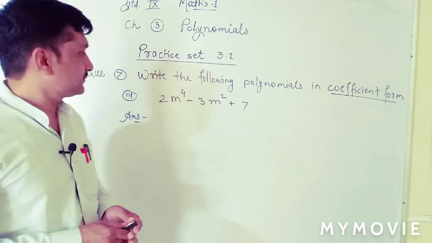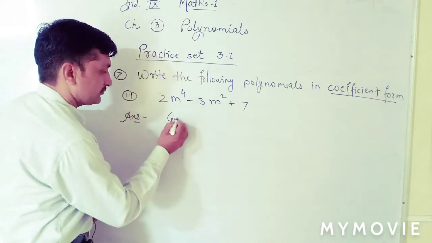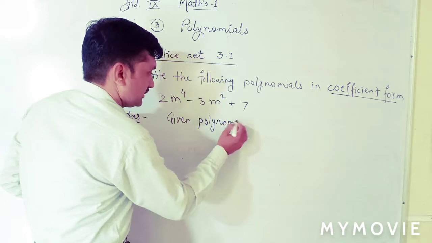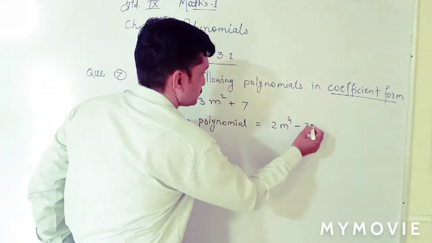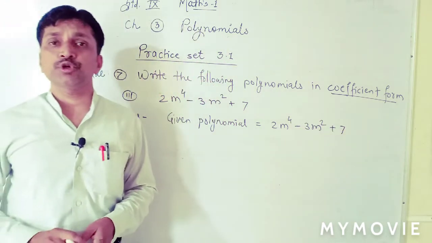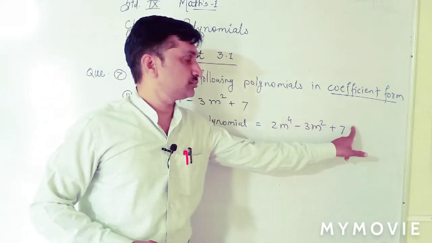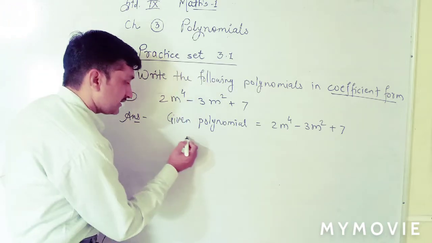The third polynomial is 2m raised to 4. I write the given polynomial again. Given polynomial: 2m raised to 4 minus 3m square plus 7. Is this polynomial in standard form? Let's check their powers: 4, 2, 0. Yes, that is in standard form. Then no need to write it again. After that, index form.